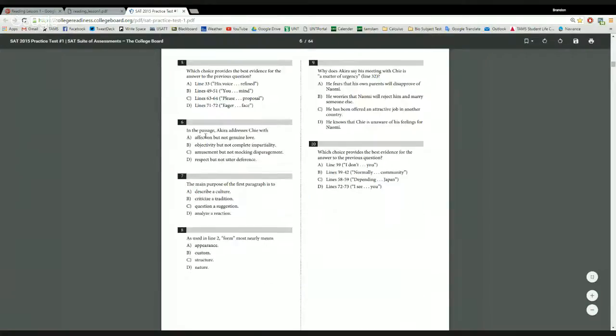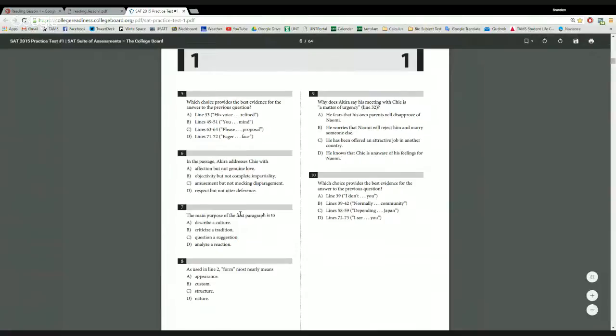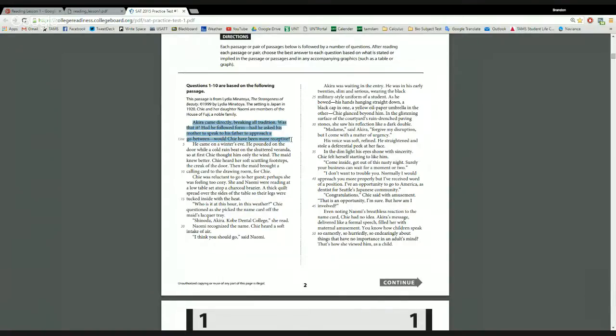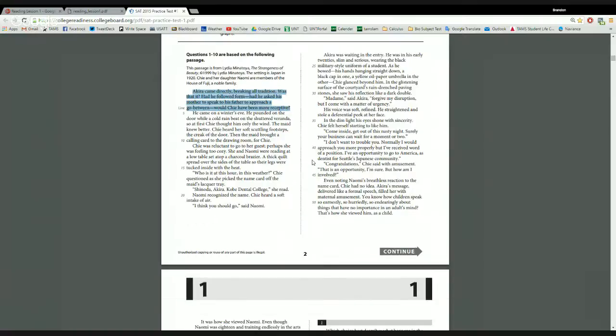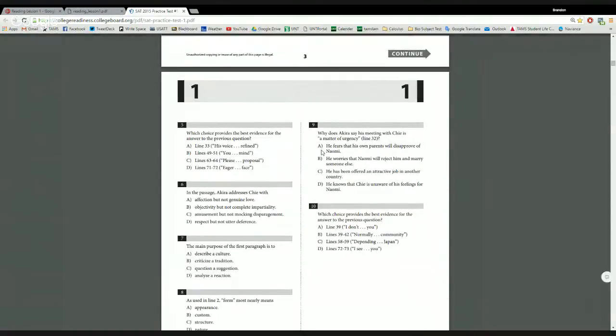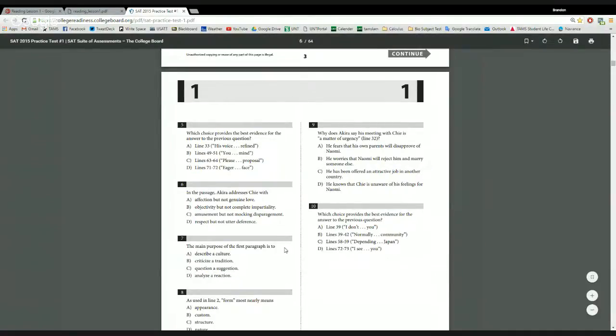Now we go to number 7, which is another line-based question. So the main purpose of the first paragraph, we actually just read the first paragraph, so if you need a refresher, just read that. But it's basically him just questioning himself on a certain go-between that we're unsure of right now. But all you know, he's questioning himself, and it's not in a way that he's directing it towards someone. It seems like he's talking to himself.